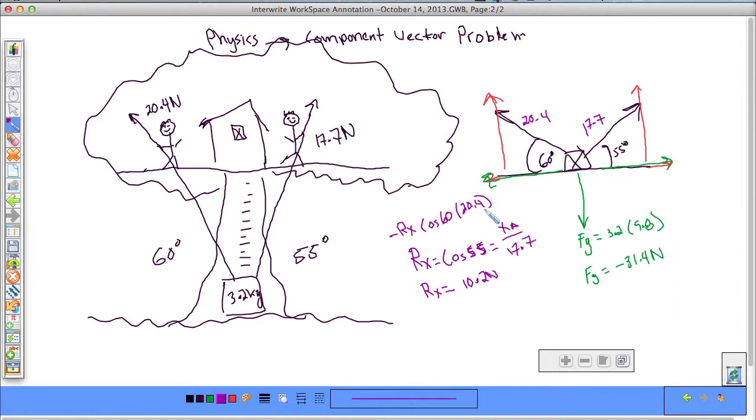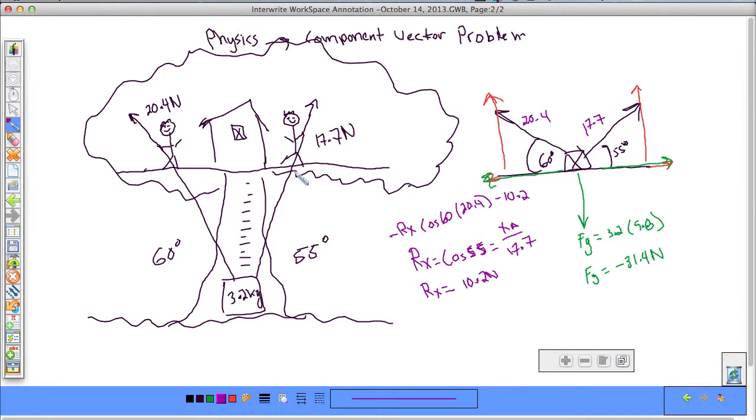20.4 equals 10.2. Well, how about that? So I got negative 10.2. So what we just proved is that the two of them, even though they're pulling at different forces, since he's pulling at an angle of 55 and he's pulling at an angle of 60, in order to get the same horizontal force, Enoch has to pull harder than Jacob.